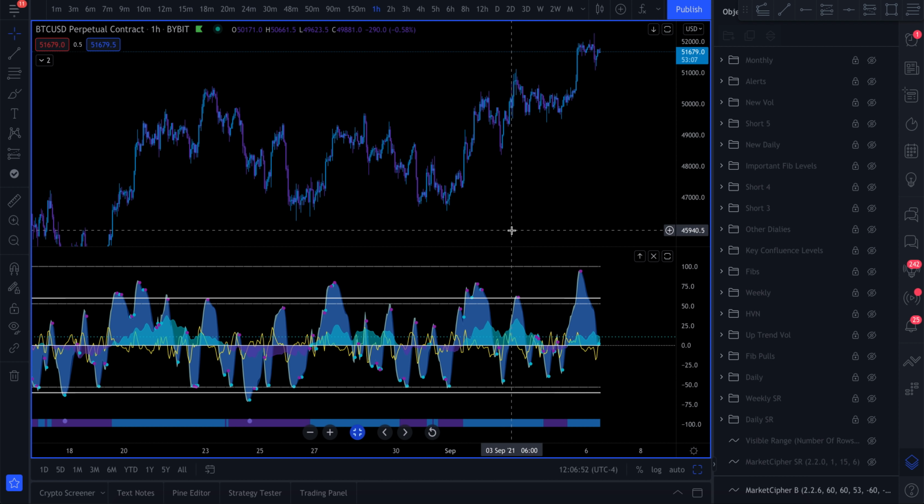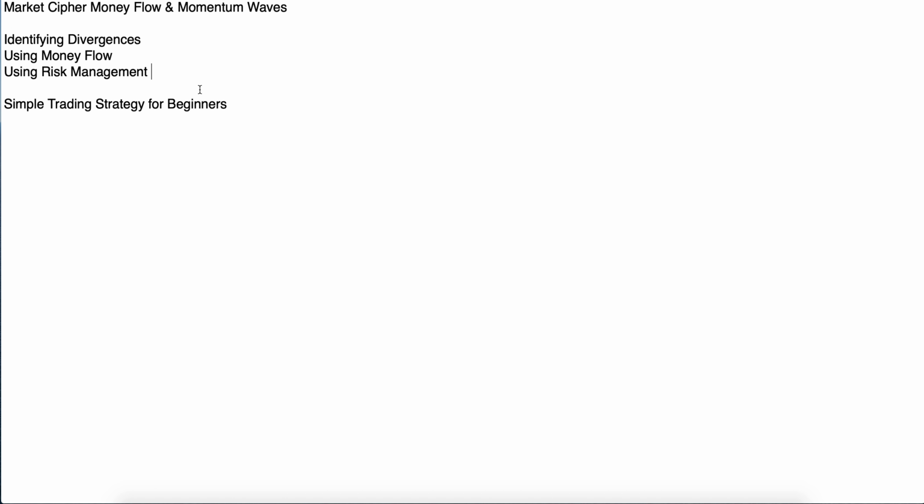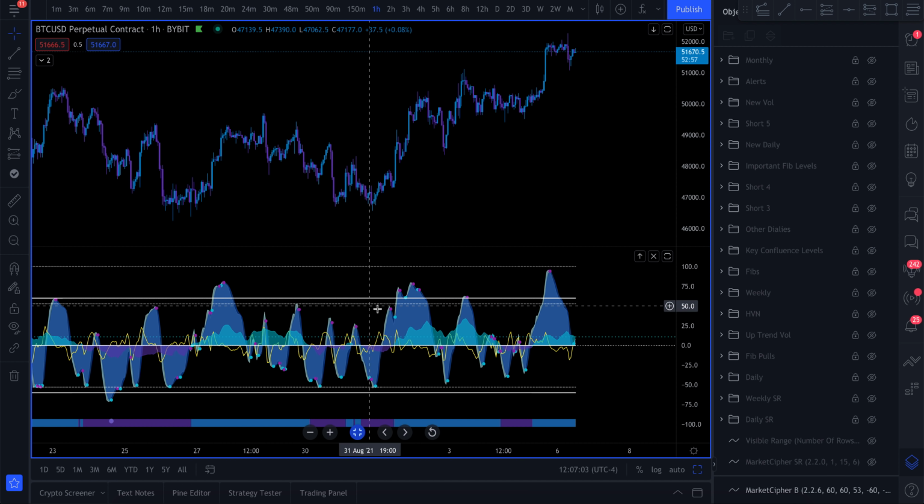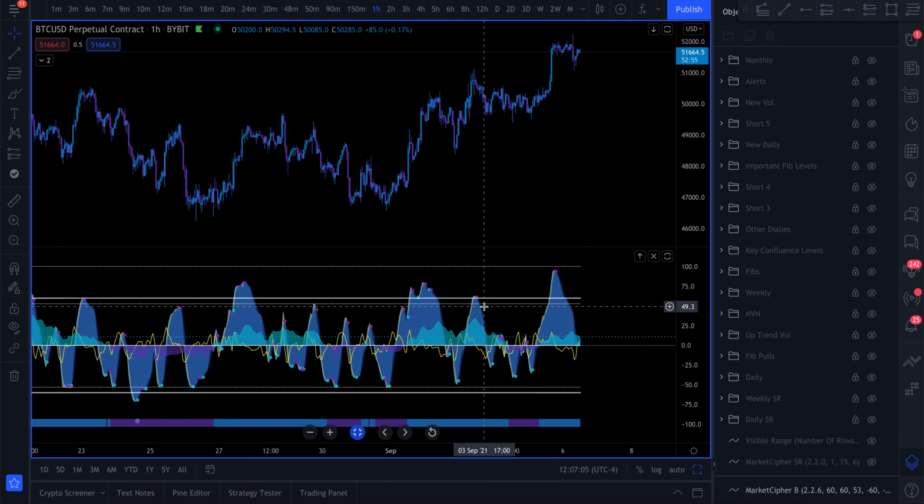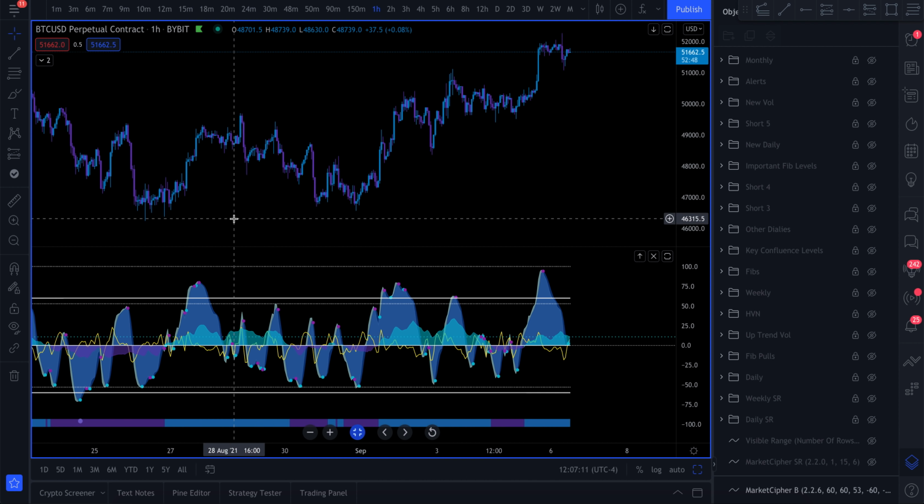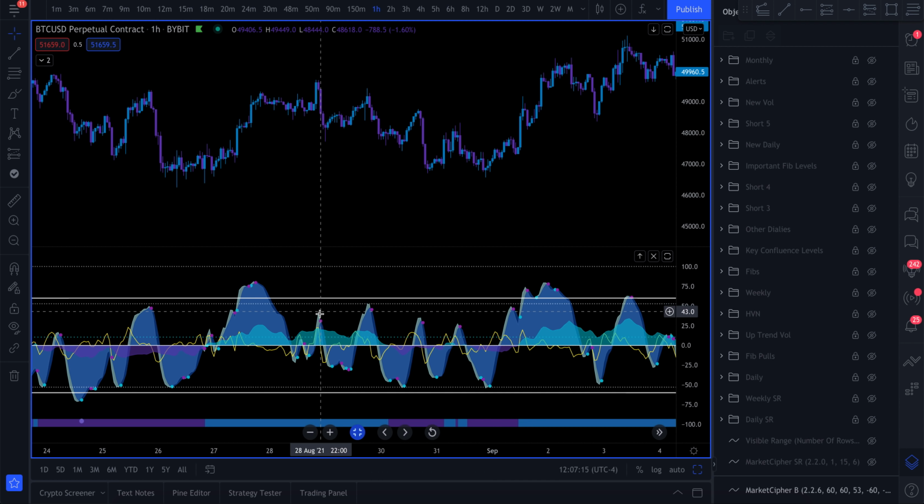So we went over divergences and how we're going to use divergences to enter a trade. Now let's talk about using money flow, because the money flow is even more powerful. So what the money flow shows us is literally money coming in and out of a market, okay? So this is kind of going to help if you're wondering, should I enter on this dot or should I front run the dot a little bit?